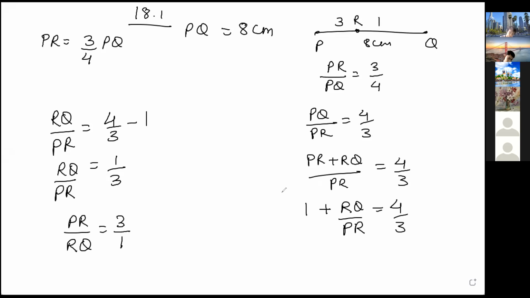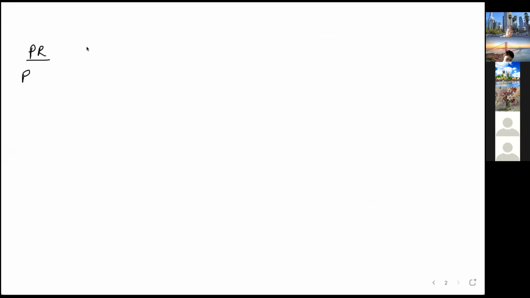Okay, so how will we draw? It is 3:1. So on the next page we have PR by RQ is equal to 3:1 and PQ is equal to 8 centimeter. So let us draw the line of 8 centimeter.